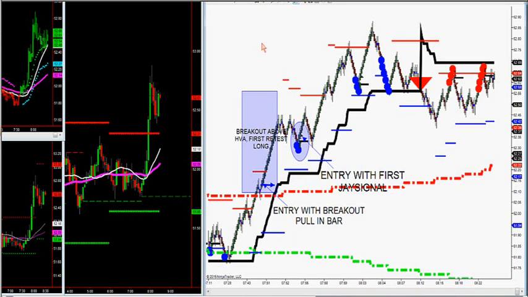The 3-sim Renko is for shallow retracements. The 5-sim is for deep retracements. When you get through high value area, HVA, the market is strong. You look for the first ABC long or 1, 2, 3 pattern long and the first pull-in bar, which happened at 7:50 this morning, entry with breakout pull-in bar.